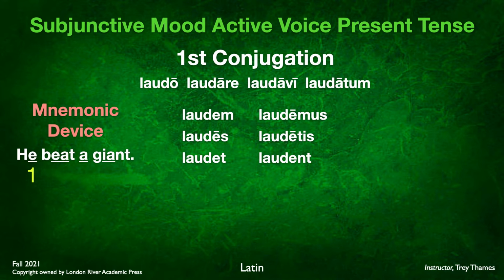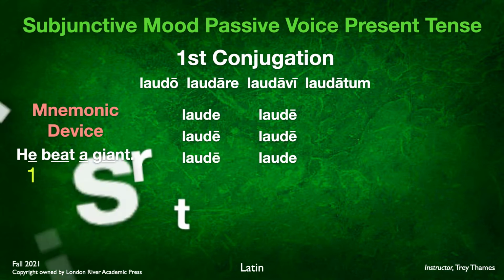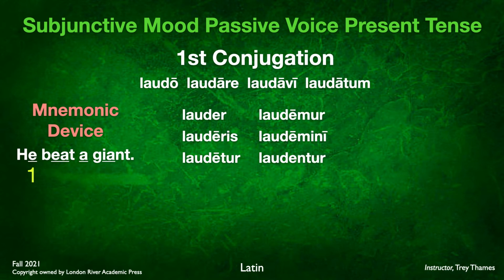All right, let's take a look at the passive voice. Same exact system, but we're going to use the passive present endings. So we will end up with lauder, laudēris, laudētur, laudēmur, laudēminī, laudentur. And here you will see the macrons over all of the connecting vowels, with the exception of first person singular and third person plural. So this is how you form it.